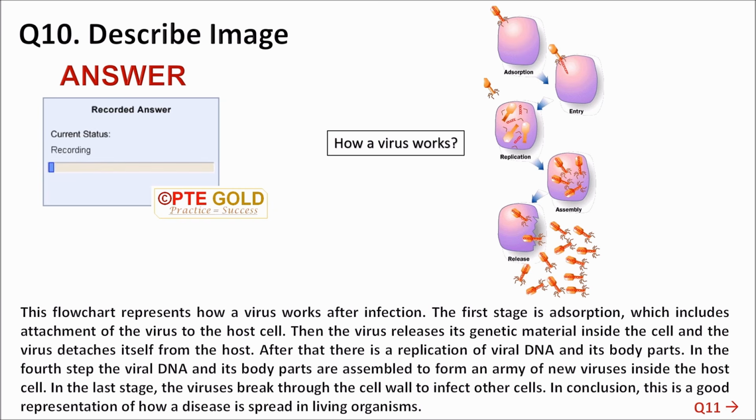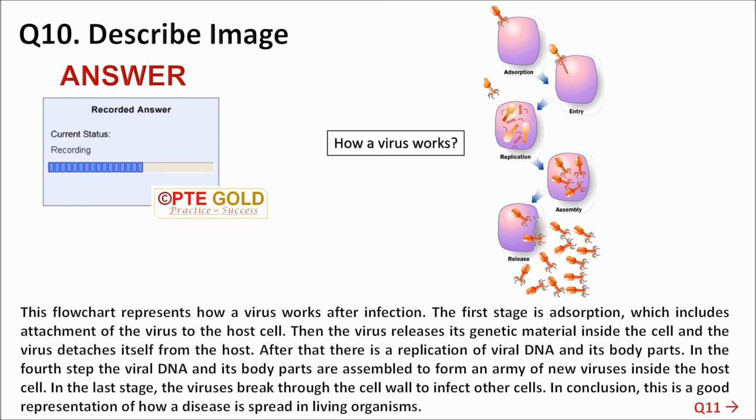This flowchart represents how a virus works after infection. The first stage is adsorption, which includes attachment of the virus to the host cell. Then the virus releases its genetic material inside the cell and the virus detaches itself from the host. After that, there is a replication of viral DNA and its body parts.